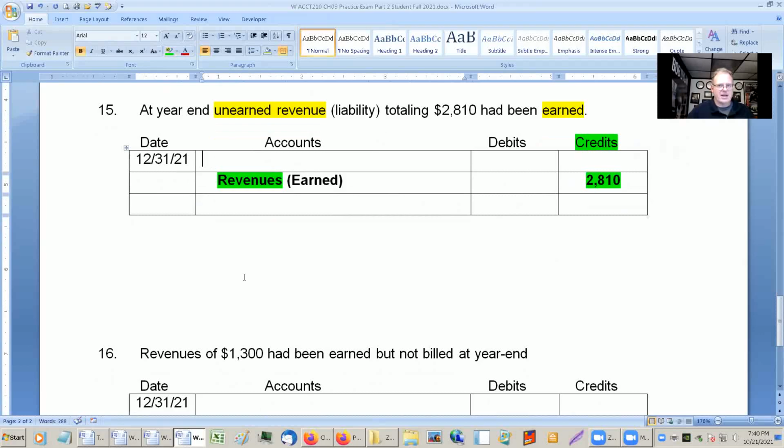Now, what goes on the other side? Unearned revenue or accounts receivable? It's actually just the opposite of accounts receivable. They already paid us. They paid us ahead of time. We've already received it. So it's unearned revenue, and this is a liability and it's going down. We no longer owe them.